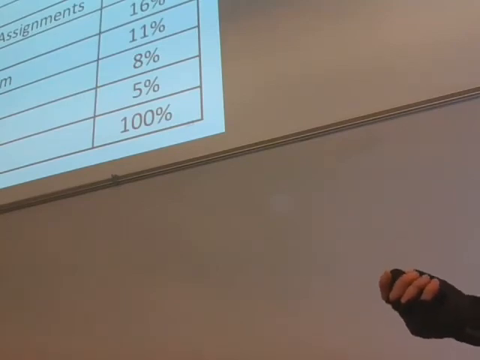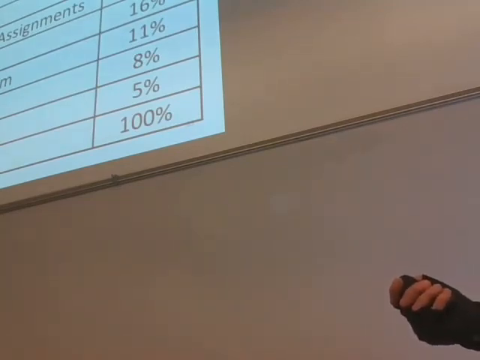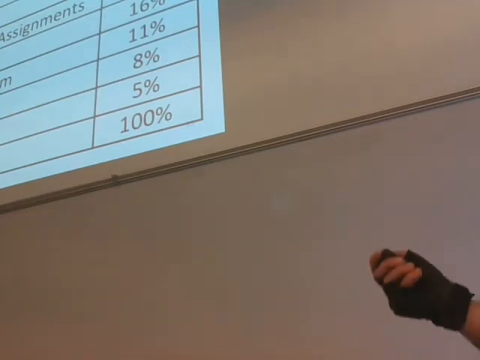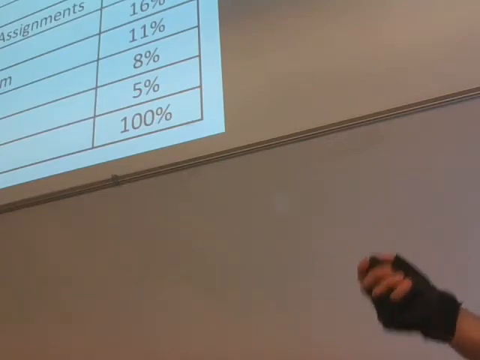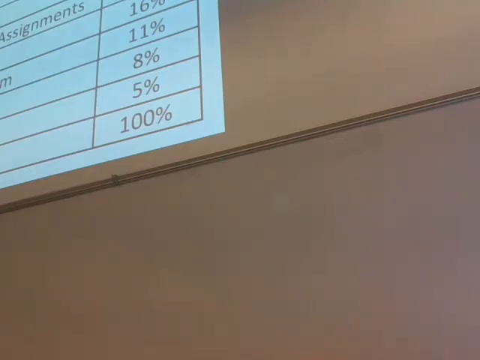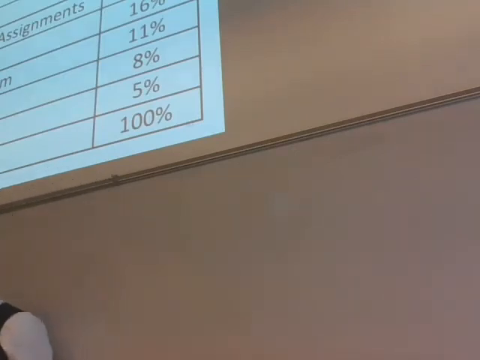So like most of my courses, I grade my exams on a sliding scale. So your best exam, the exam that you do the best on, that's going to be worth 16% of your final grade. Second best exam is 11%. Third best exam is 8%. And then your lowest exam is only going to be worth 5% of your grade.